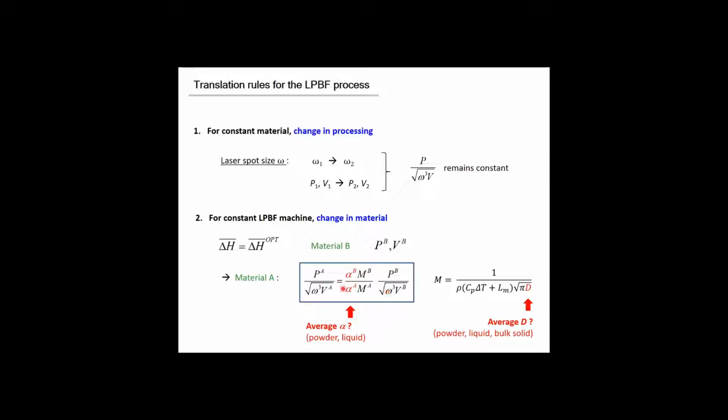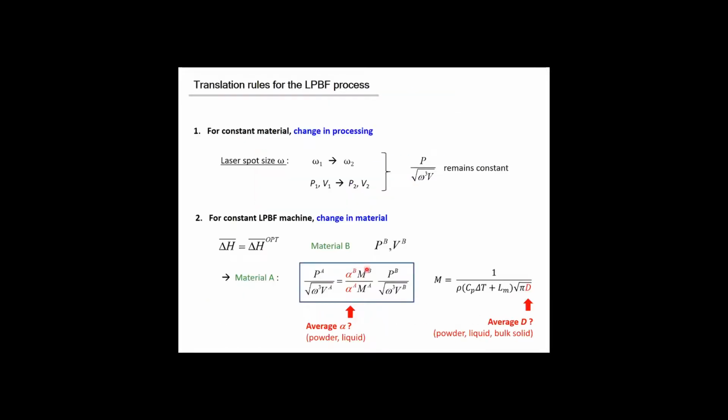Now, of course, there are these quantities here that you need to identify. The material values are material parameters. Most of them are okay, but then what about the diffusivity? Because you have 3 different states of the material here. You have powders, you have liquids, and you have bulk solids. And same for the absorptivity, actually. On the surface, you have either the powder or the liquid interacting with the laser.